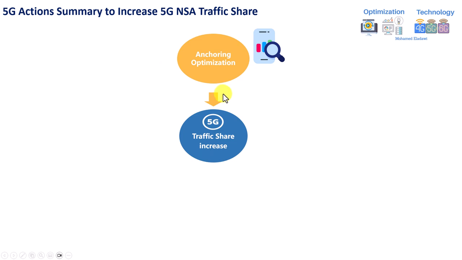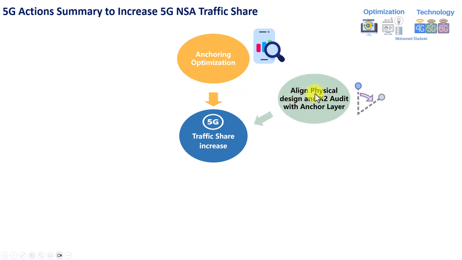anchoring in general. The second part is about aligning the physical design between, for example, the anchor layer, which is, let's assume, FDD, and the NR as well. For example, if it has a different orientation, it can impact the traffic because you will have a misbalance, for example, in the coverage footprint. And the other part is that we require X2 definition between the 5G sites and 4G sites as well. This is very important because if you don't have the X2 interface between the 4G and 5G nodes, it will cause a problem as well.